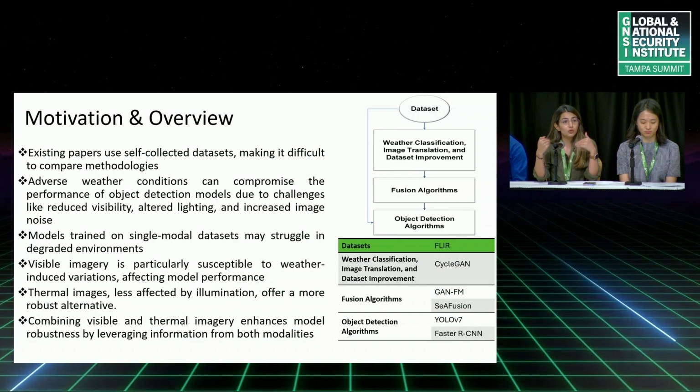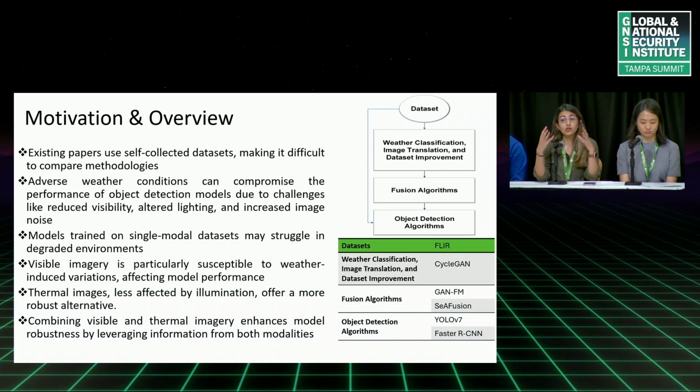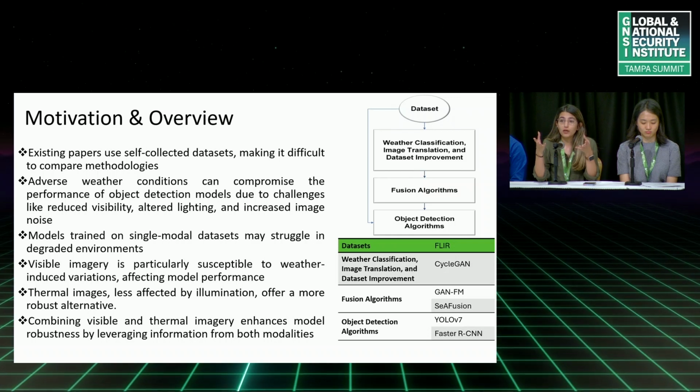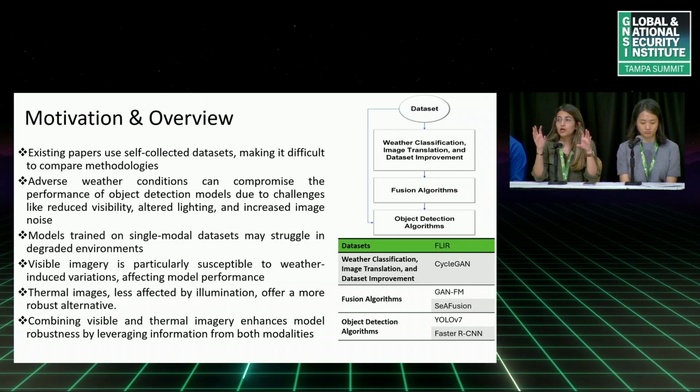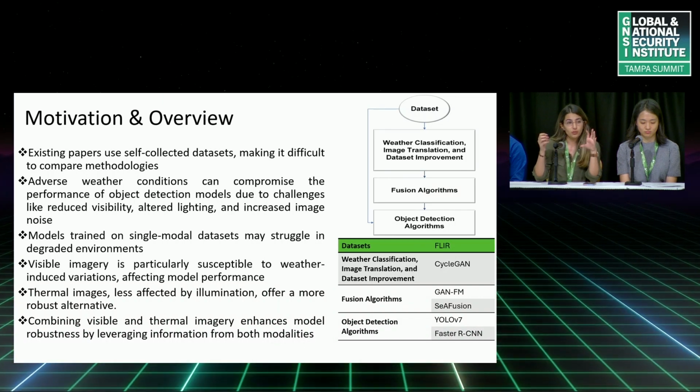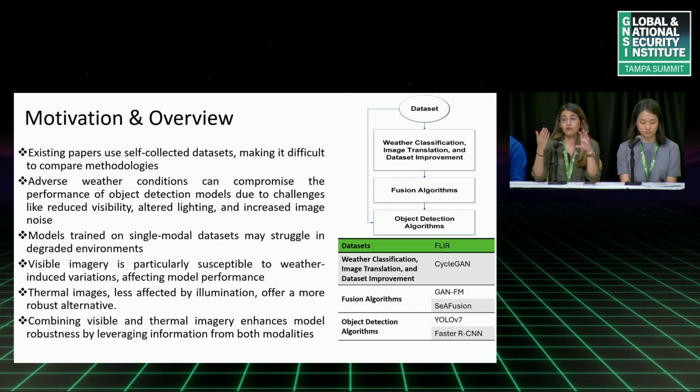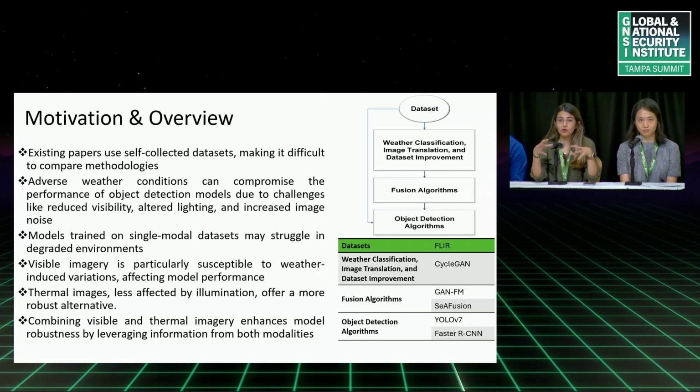What we are doing here is assuming that we do not have the original domain of both images, in our case, visible and thermal. So we are thinking, if we have an RGB image, what would happen if we generate a synthetic thermal image and then fuse them, and then see how our object detection model would perform.